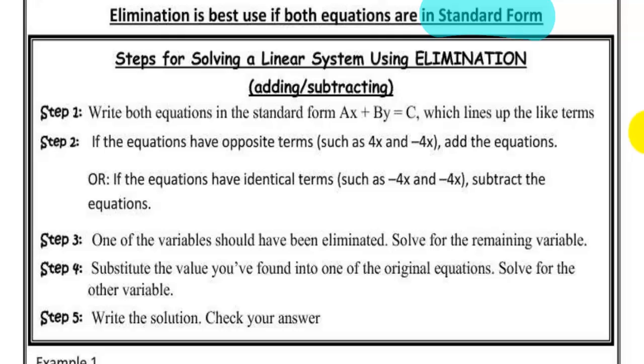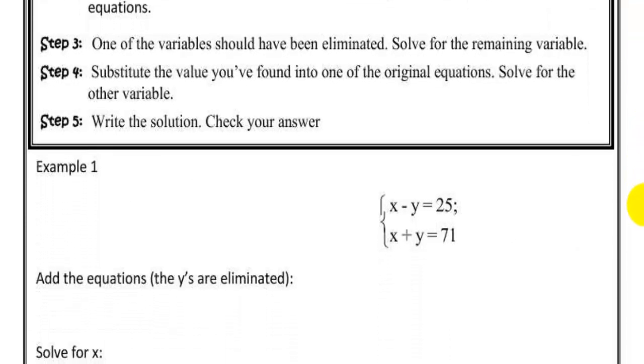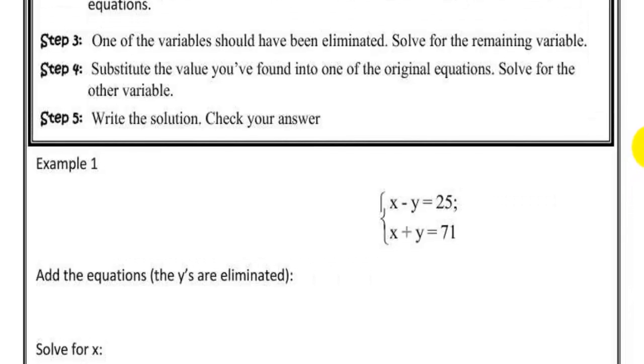Alright, so let's show these steps using an example. So example number 1. If you look at the two equations, the y variables have different signs. I have a negative in my first equation, my y is negative in my first equation, and I have a positive in our second equation. If we are going to add the two equations, the y variable will be eliminated. So let's do that right now.